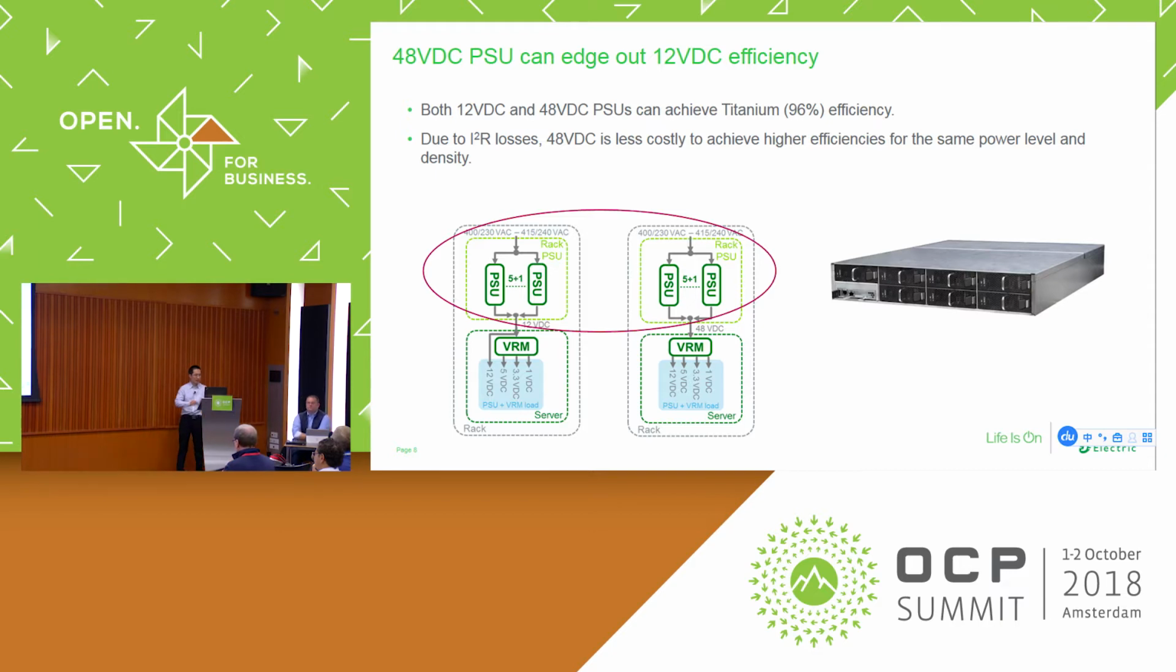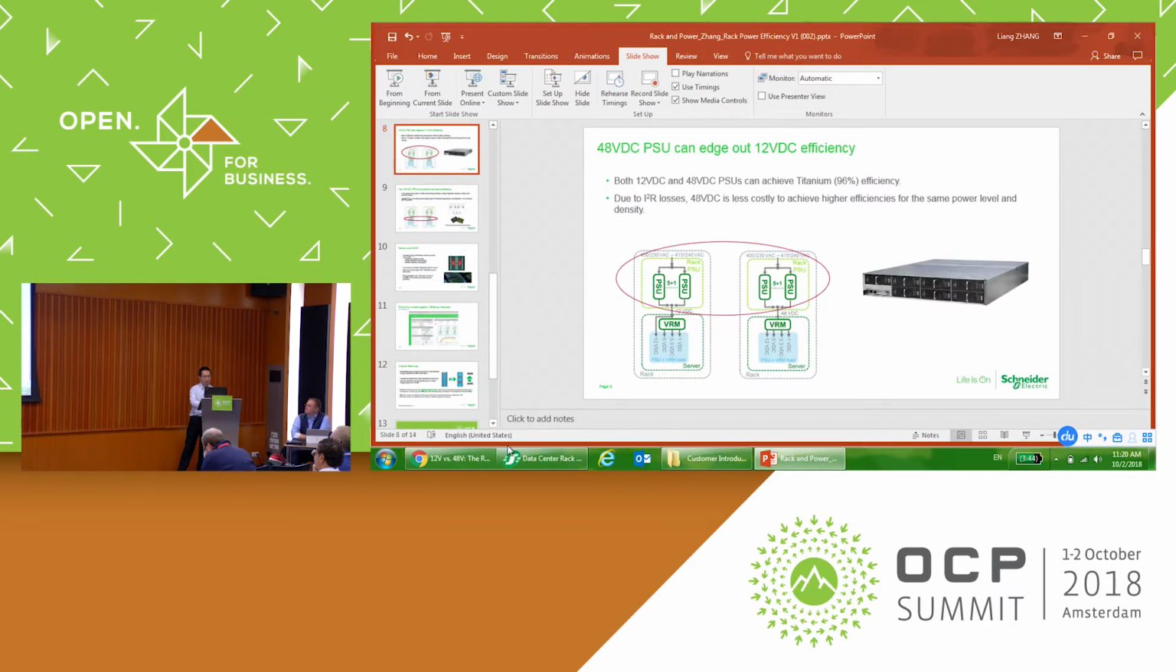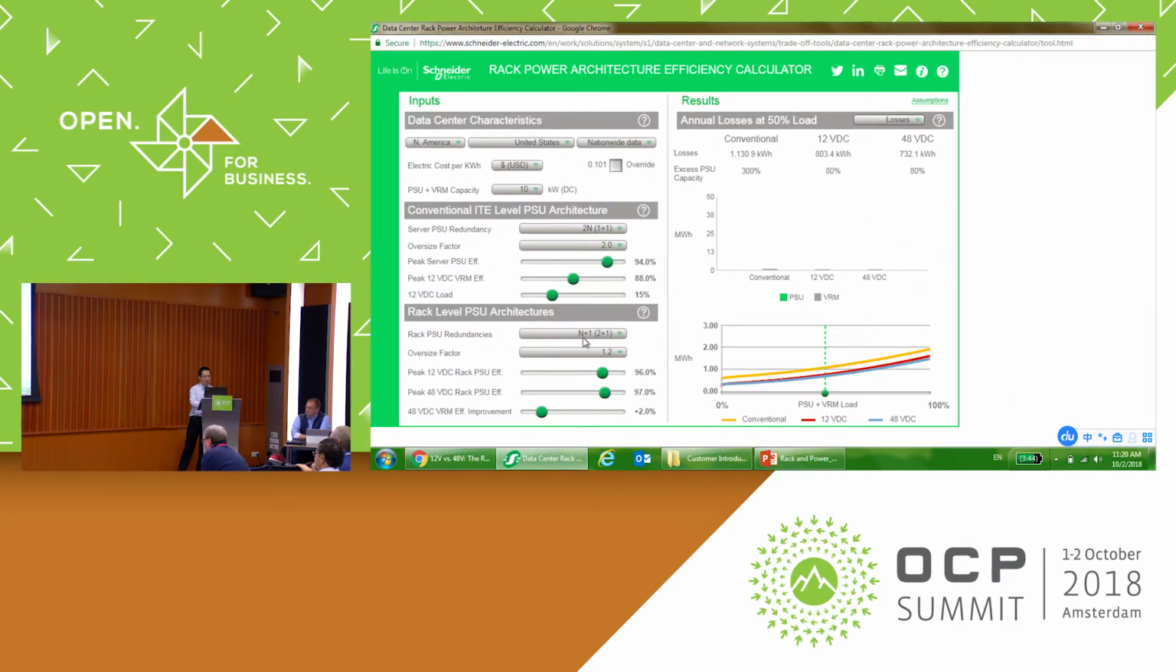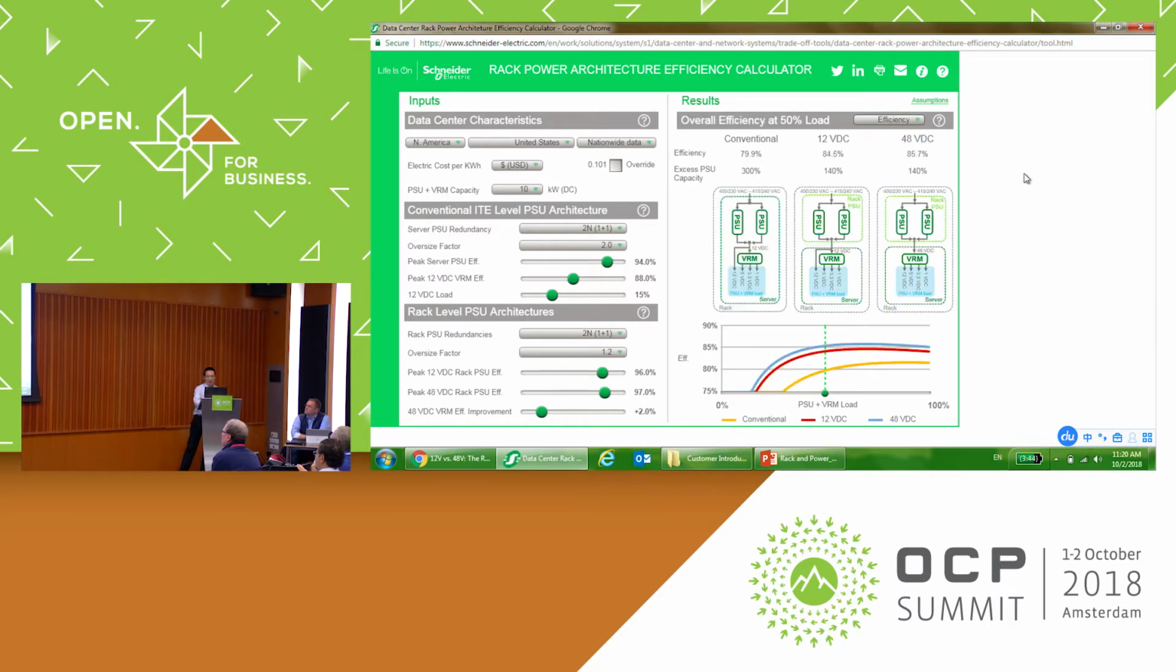I have that, I ran that. There's an n+n, and there are still savings. But when I see excess PSU capacity 140%, what does that mean? That's a good question. That means this is not associated with the n+1 or n+n. It's associated with the oversize factors on the rack levels.